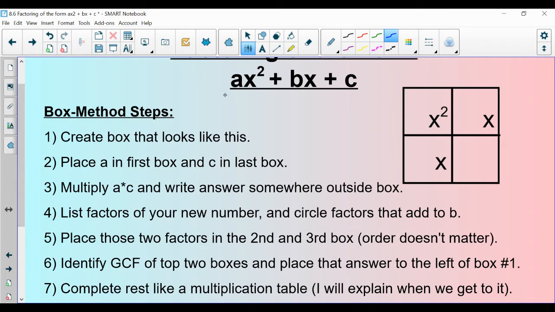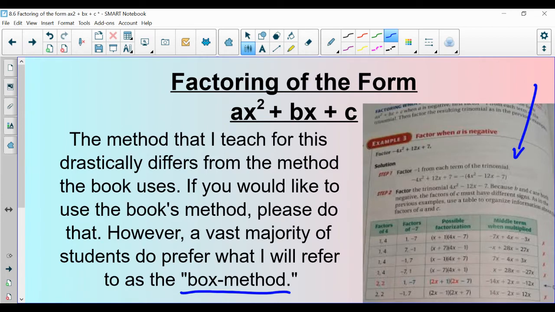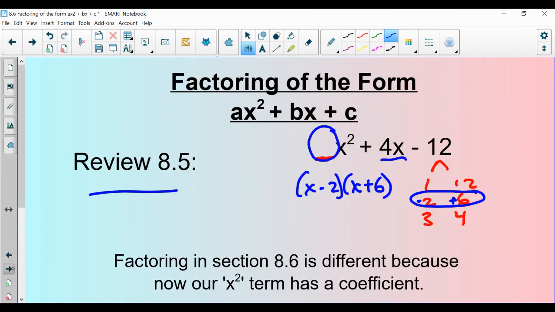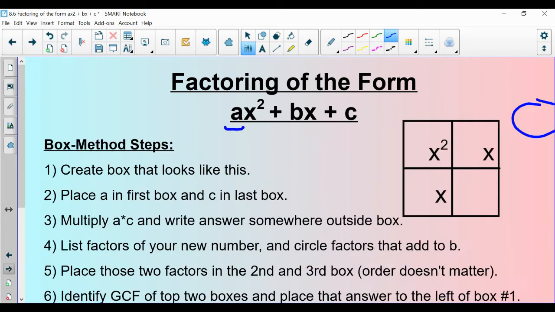Step 2 says to place a. A is the thing in front of x squared in the first box, and c, the thing that doesn't have an x, in the last box. Then multiply those two numbers together and write it outside the box. I'm always going to write it right after the box, like right there. And then, much like over here we listed the factors of 12, when we are doing the box method variety, remember the box method is when there's a number in front of x squared, this is the number you're going to be looking for the factors of. List the factors of the new number, this number right here. And you are going to still find the factors that get you to your middle term, the b term.